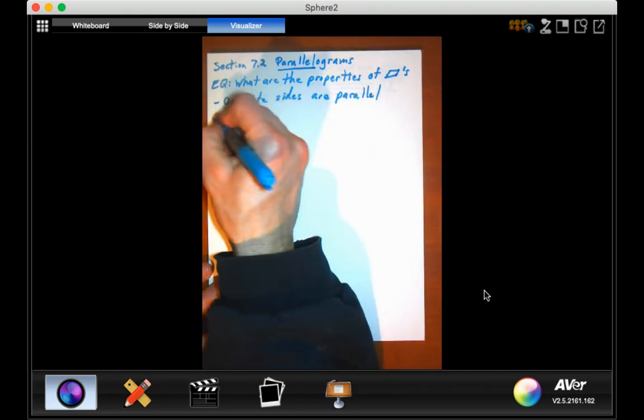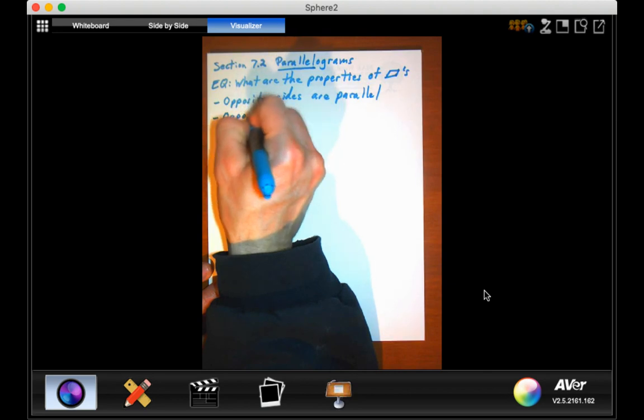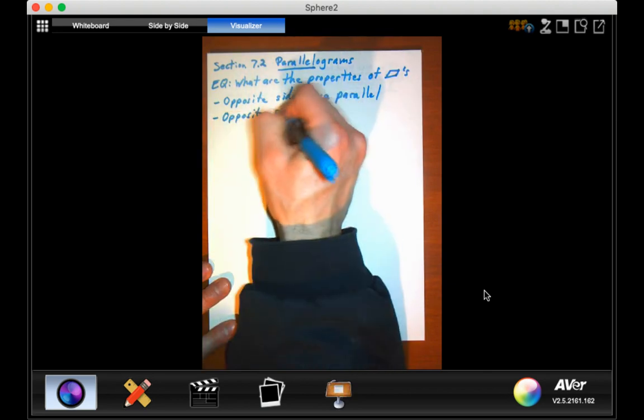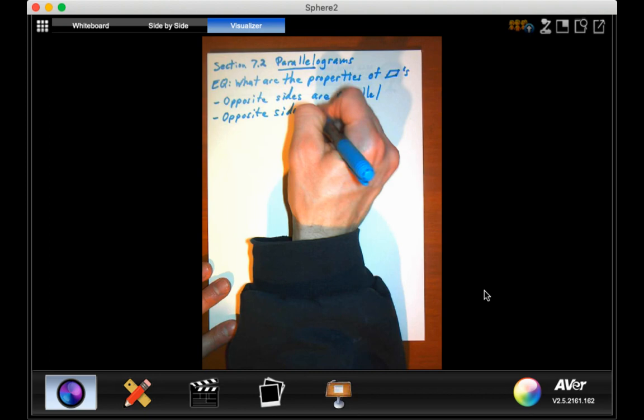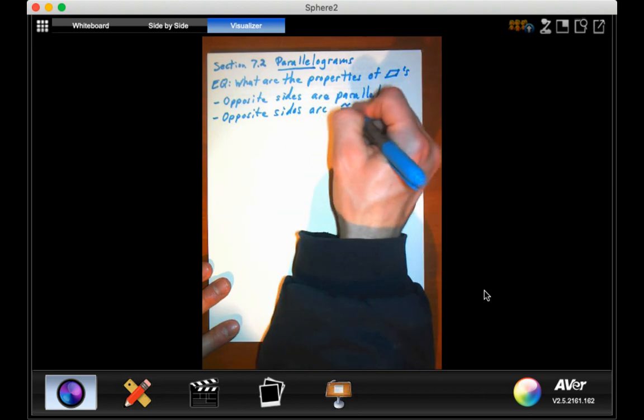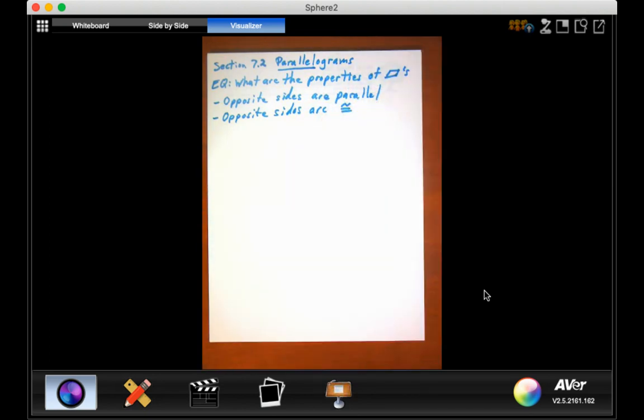Got another opposite for you. Opposite sides are congruent. Remember, congruent means the exact same size and shape. So in this case, just size. They'd be the same length. Opposite sides would be the same length.